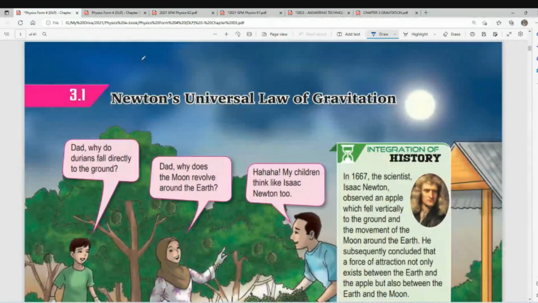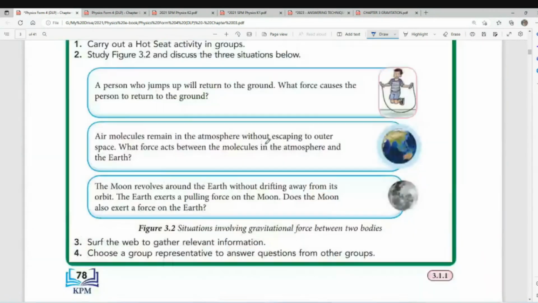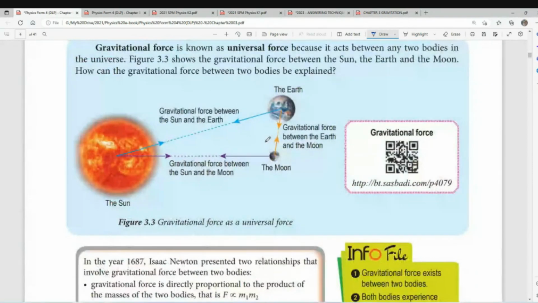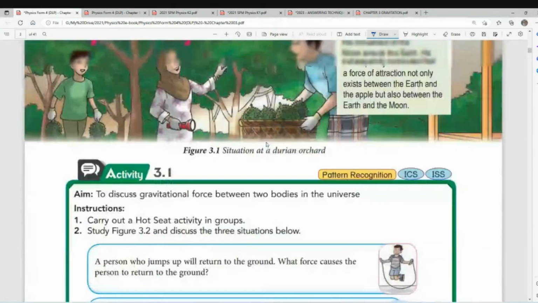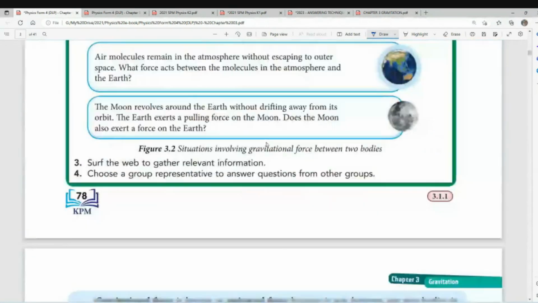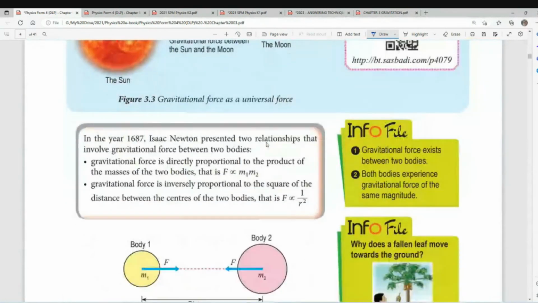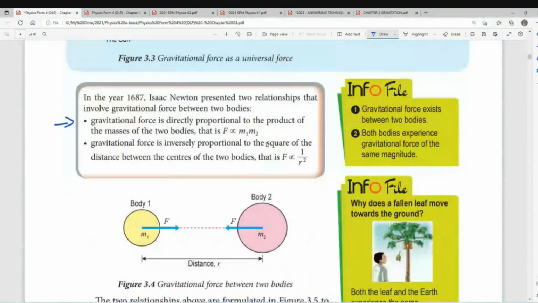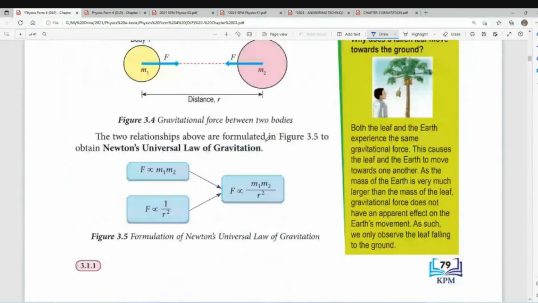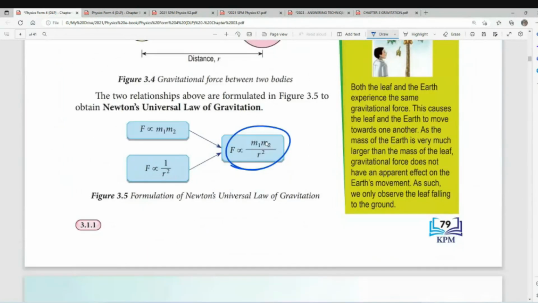First, make sure that you understand and are able to explain what is said by Newton's universal law of gravitation. Under this law, we have two important statements. Because of these two important statements, we have this formula to determine the gravitational force: M1 M2 over R squared.